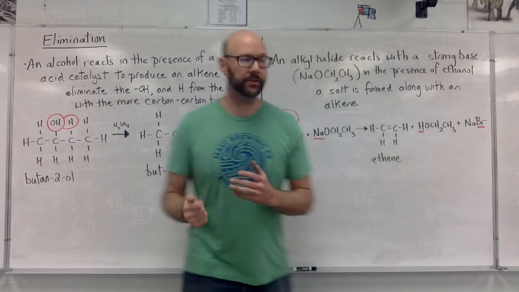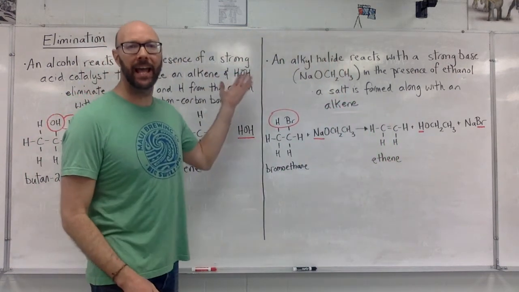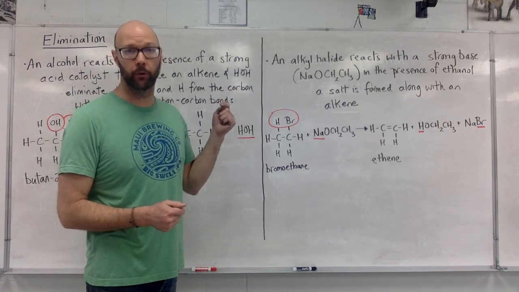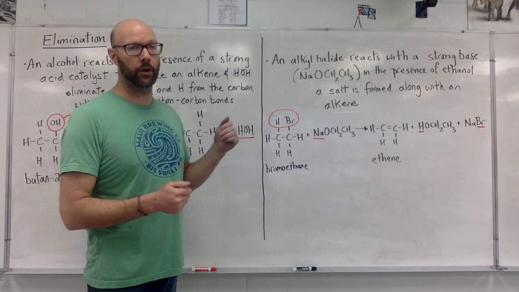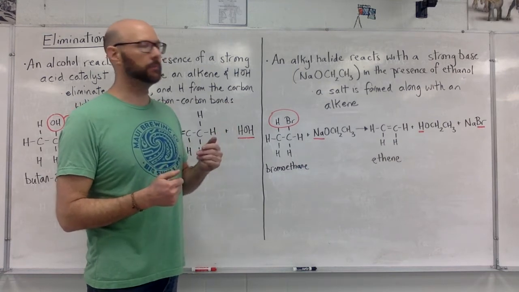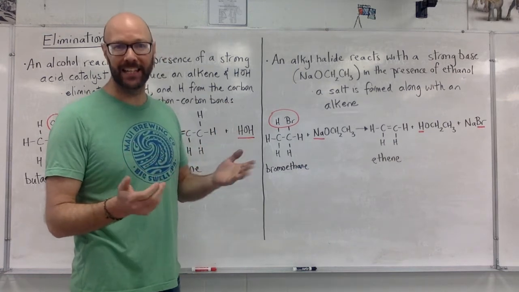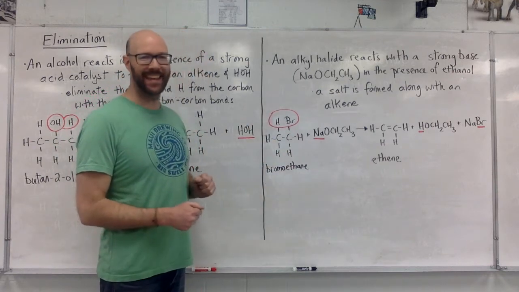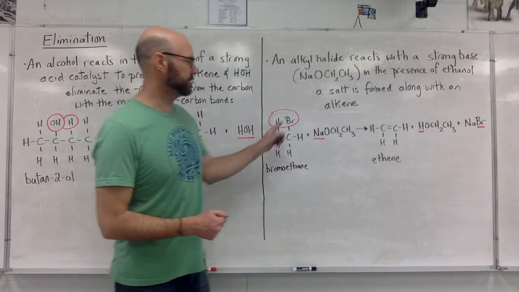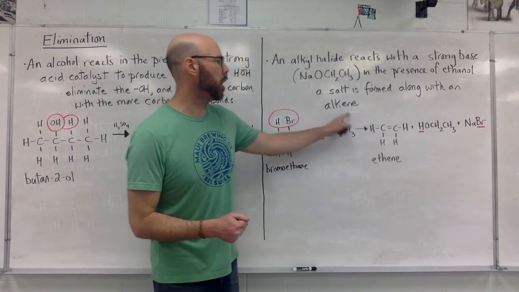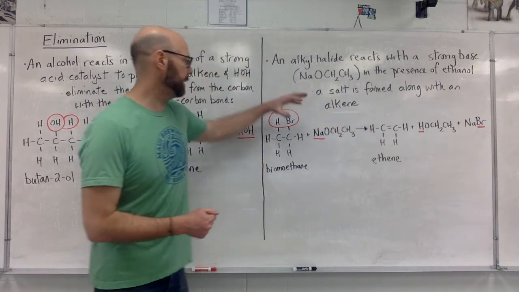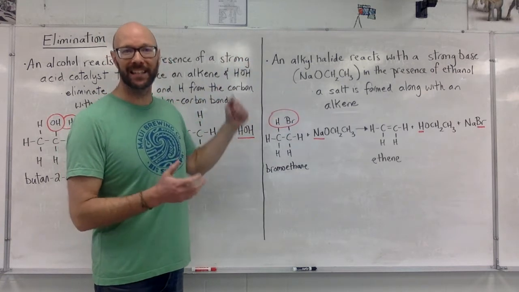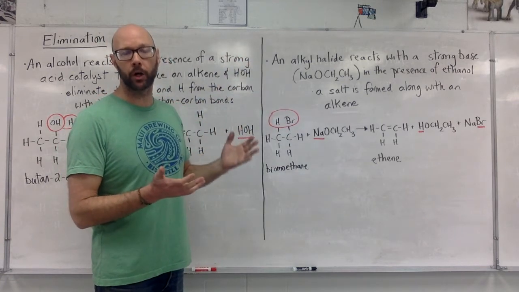The second big case is when an alkyl halide reacts with a strong base, this strange-looking formula, in the presence of ethanol. This is going to produce a salt along with an alkene, as we already mentioned. Here I have bromoethane reacting in the presence of this strong base. What we're going to do then is pull off the H and the Br. We're going to eliminate those two atoms from the compound.